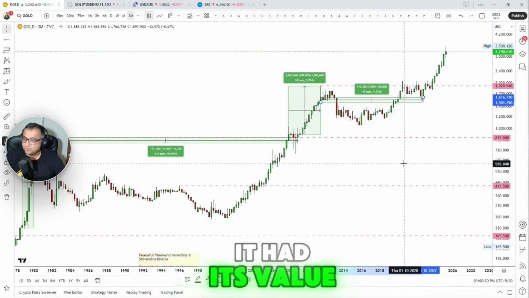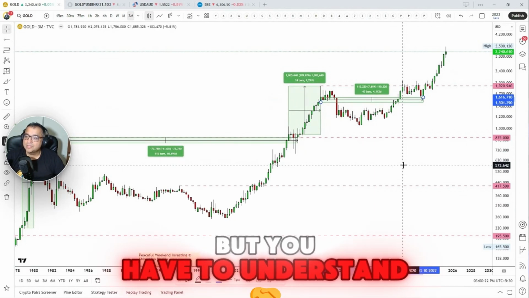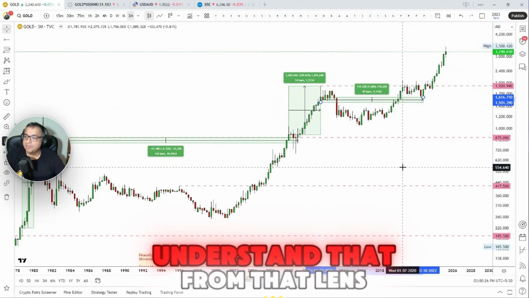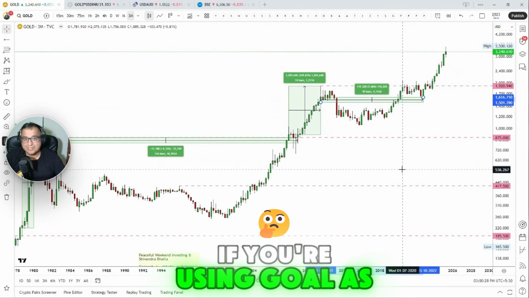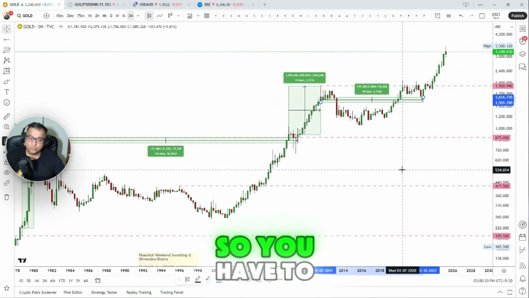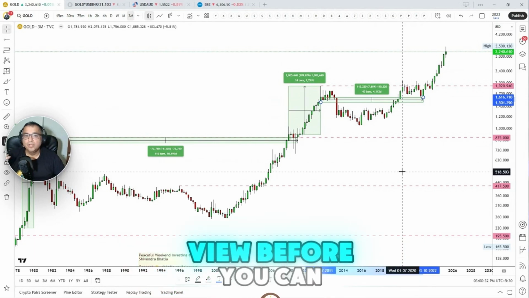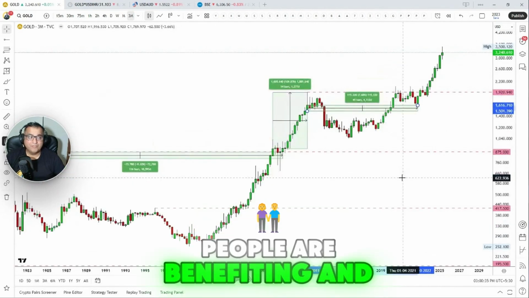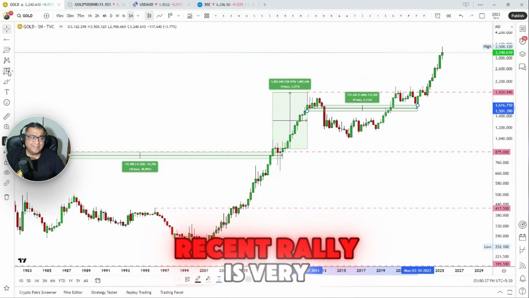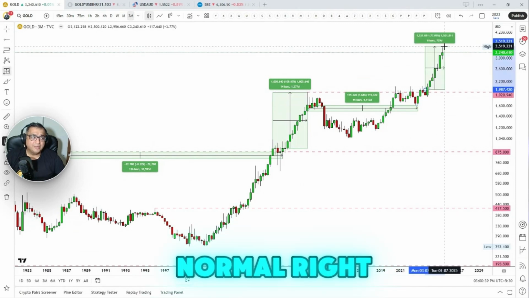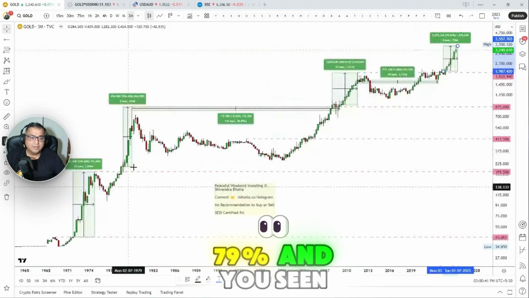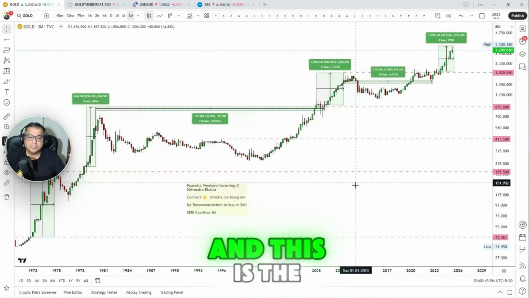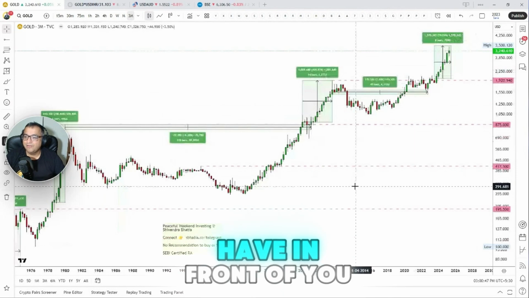It had its value, but you have to understand, a lot of people are thinking of gold as an investment. Then you need to understand that from that lens. If you're using gold as a hedge, that's a different view. So you have to understand what is your view before you come into FOMO and say, hey, people are benefiting. And the recent rally is very normal, right? It is nothing, 79%. And you've seen gold has given huge rallies in the past, and this is all the chart you have in front of you.